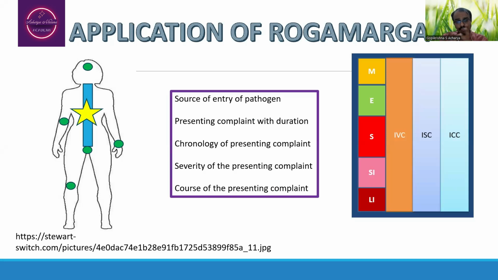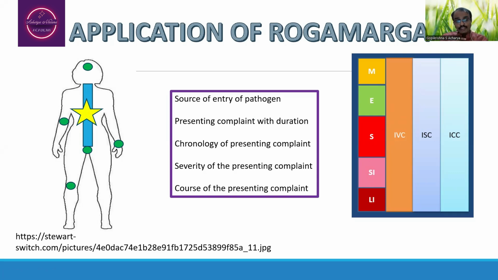When you think about the further application, suppose the source of the entry of the pathogen. Suppose the pathogen is entering through the mouth, then it has to move from the mouth to the esophagus. From there it will move into the stomach, then into the small intestine, then into the large intestine. So this may be the probable path of the pathogens if the entry is happening through the mouth itself.